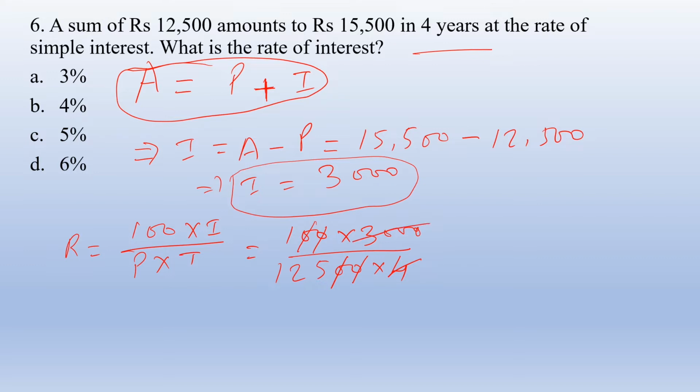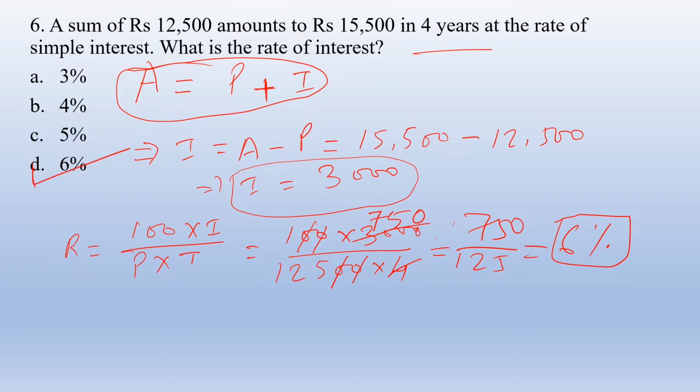So 3,000 will be how much? So 4 into 7, 28. So we'll carry 2 to 20, got 5. 5 will be 20, to 70. So 750 divided by 125, this will be equal to 6%. So we find the rate of interest to be 6%. So the correct option here is option D. Option D here, 6%.